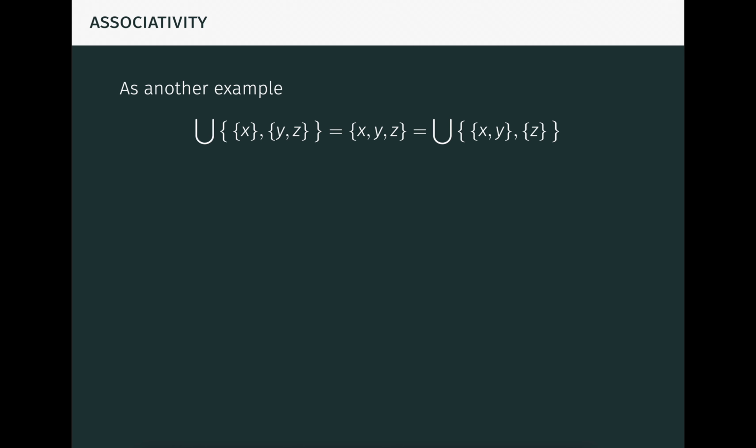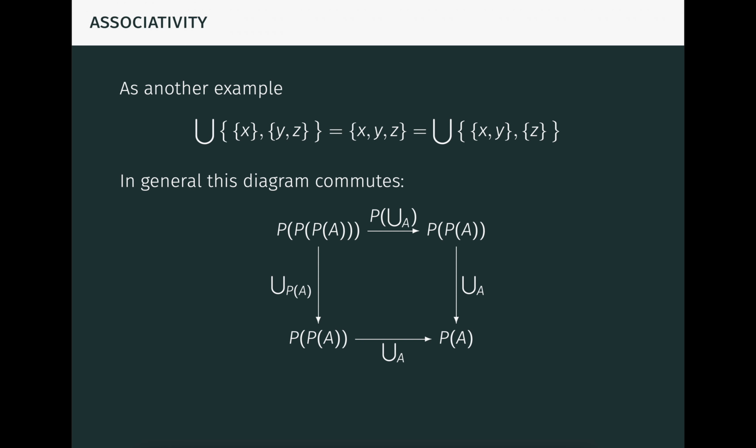Second, the union operation is well behaved because it doesn't matter how we group or associate elements when taking unions. Here's a simple example of that. In general, this diagram commutes. Again, this looks more complicated than it really is. You should verify how the simple example follows from the commutativity of the diagram to get a feel for it. This is called the associativity property.